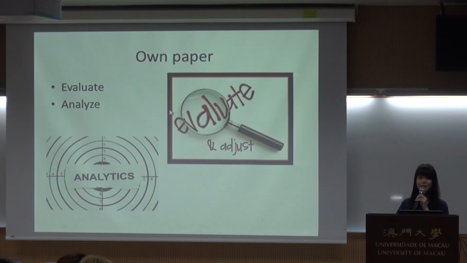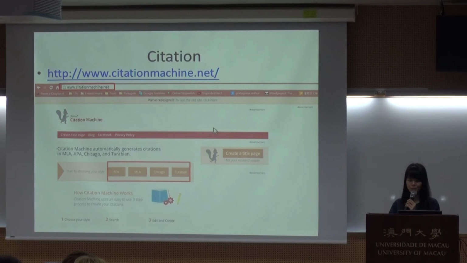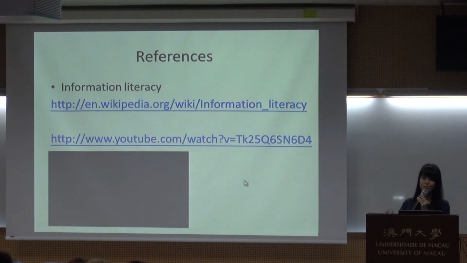After we have some data, we have to evaluate what we want and what we can put in our paper. After evaluating and analyzing, the most important thing to do is citation. We have to respect the original author so everyone can know this is not your own idea, it's from others. This is also a website I recommend, called Citation Generator. It can produce APA style, MLA style, and other styles from other universities. After doing this, maybe your research is perfectly done. So that's all for my sharing.